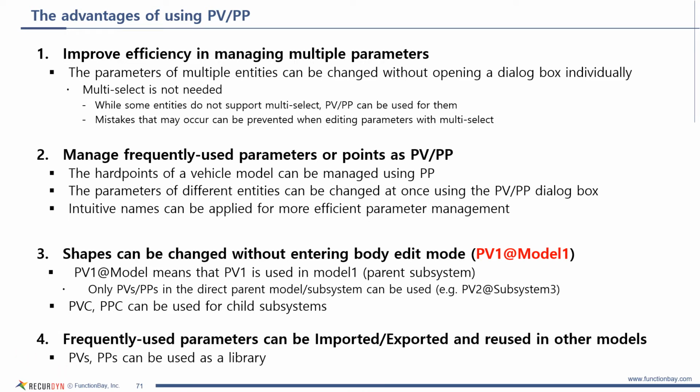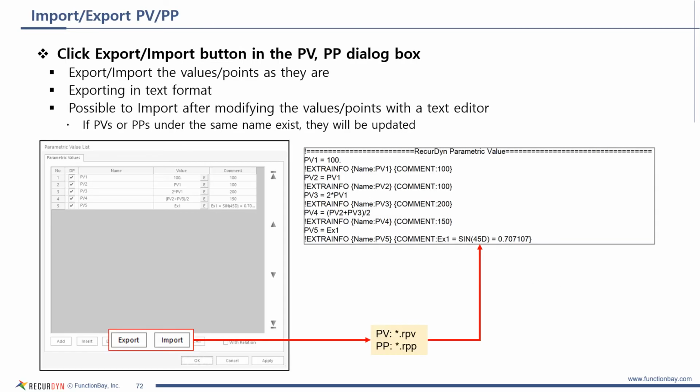Lastly, let me introduce import-export of PV and PP. It is possible to export PVs and PPs to a separate text file and to import them to other models for reuse. In other words, the frequently used PVs and PPs can be exported to be used as a library. You can export or import PV and PP lists in the PV PP dialog box.